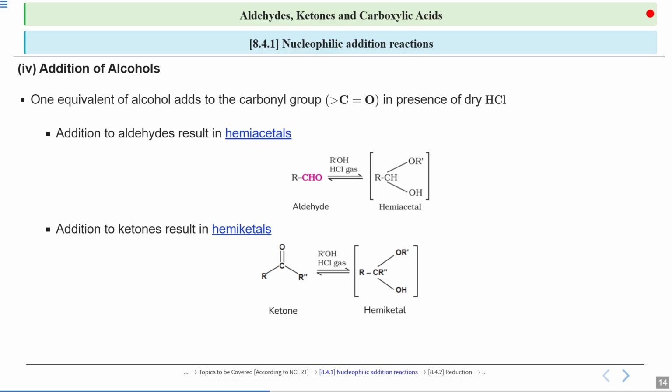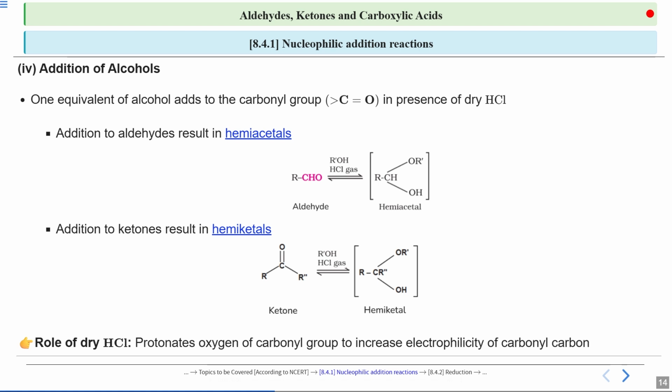Hemiketal is also half of an acetal, but the difference is that here we are starting with a ketone. So if you see here, starting with a ketone, when you react with alcohol in the presence of dry HCl, you get a hemiketal. That is, to this carbon, an OR group is attached and one OH group is attached. So this is a hemiketal.